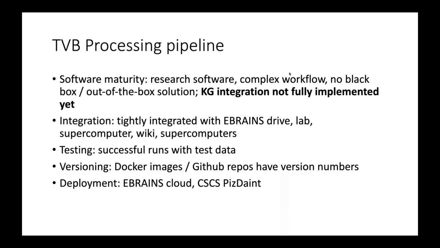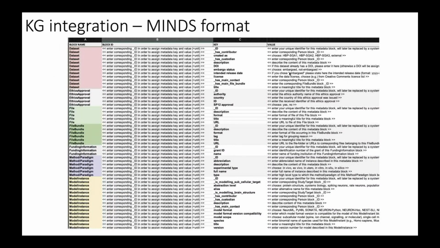Now a few words on knowledge graph integration. So the knowledge graph is basically a database that stores neuroscientific data and annotates this data with a lot of metadata. And for that, the MINDS format is used. And when we started this work, the MINDS format was basically an Excel file, where we have different key value pairs for different metadata entities.